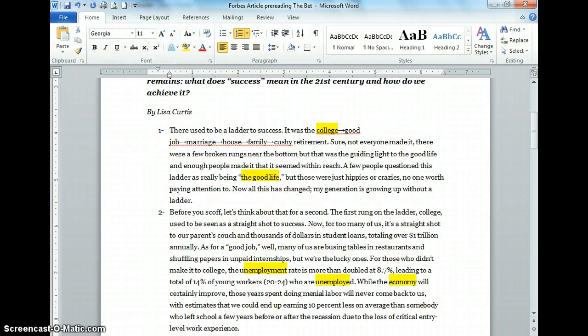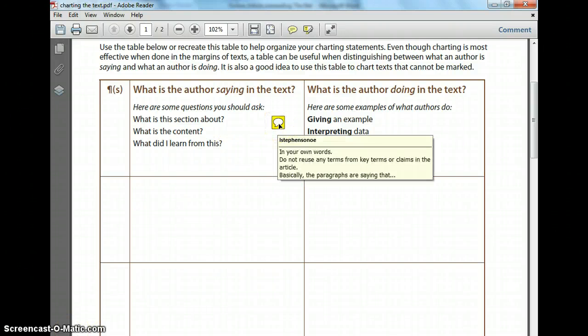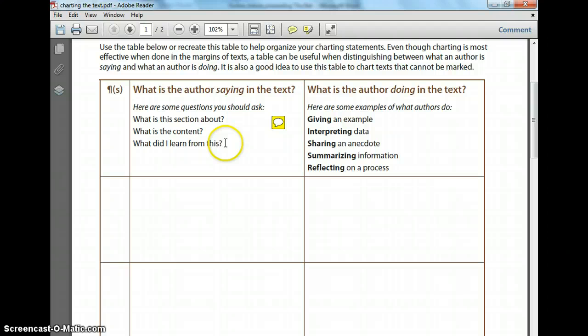So using all of that information, coming back to your chart, you're answering those 3 questions at the top, such as for paragraphs 1 and 2. It is harder to get an occupation than before, even with higher education. So I did not reuse any keywords. All keywords must be changed to your own meaning. So this must be in your own words. So when you look at this note here, it's in your own words. Do not reuse any terms or key terms or claims in the article. You need to find synonyms, and you're finishing the sentence. Basically, the paragraphs are saying that, and that's what you write in this first box.